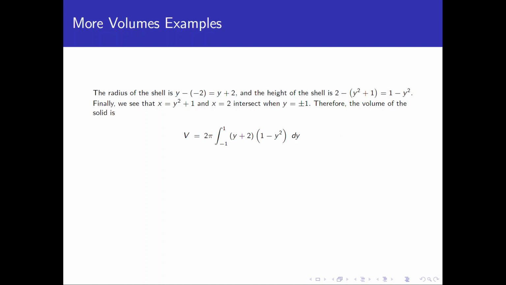So now we plug it into our formula for finding volumes with the shell method. 2 pi integral from -1 to 1, because that's what our y's run through. Radius is y plus 2. Height is 1 minus y squared. Distribute. Anti-differentiate. Plug in the endpoints and simplify.